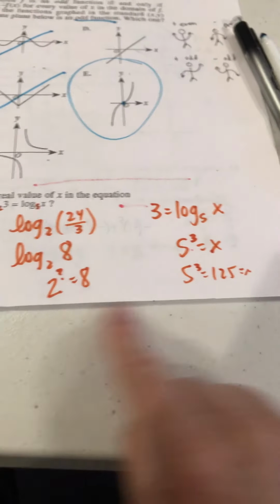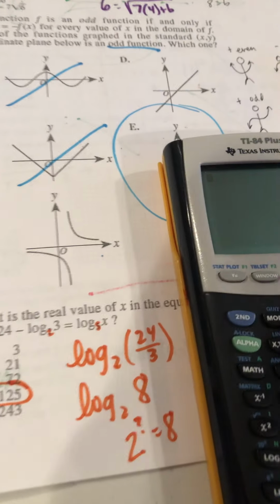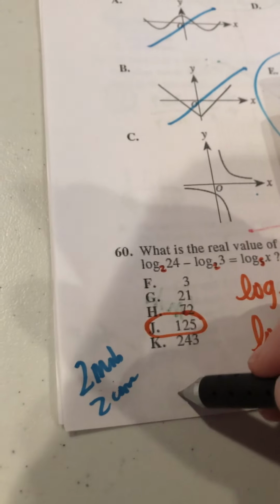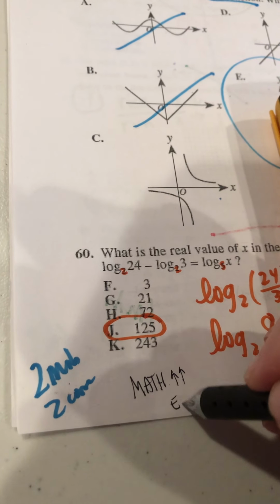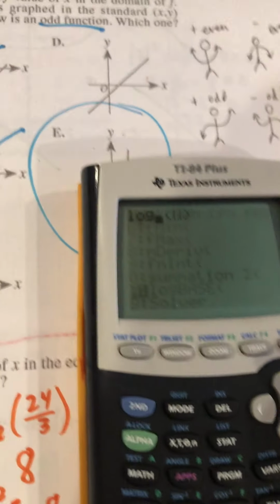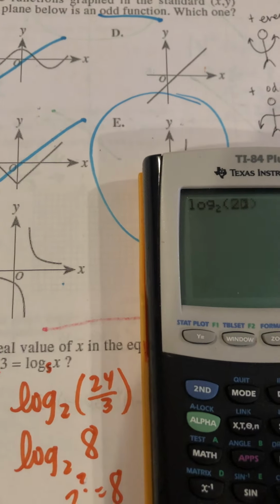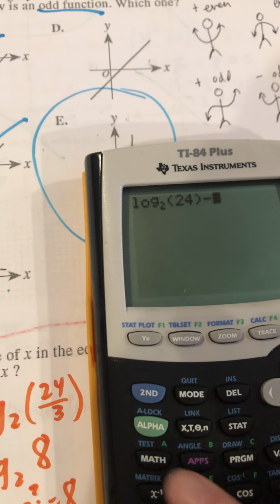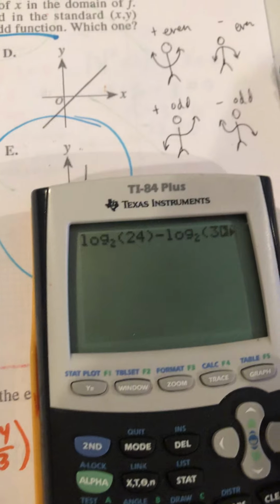But maybe you don't know how to do all that, so let me show you in your calculator. You can do math, up, enter. So if we do math, up, enter, you can see it has this in. So I can do 2 and 24 minus math, up, enter, 2 and 3. And so that would give me that my answer was 3.